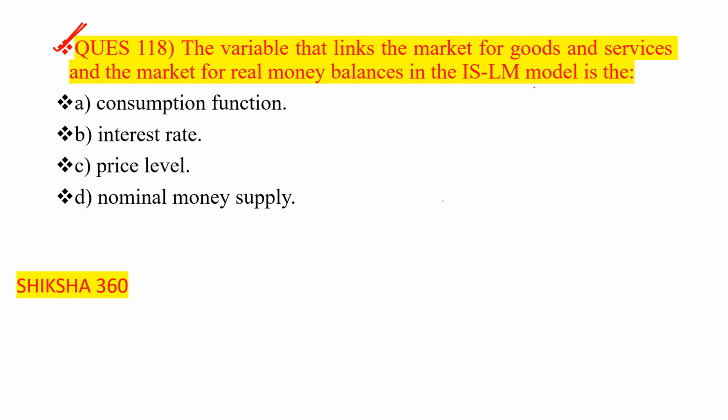In the IS and LM model, the variable is the interest rate. So option B is the answer, that is the interest rate. We have already discussed this type of question today.